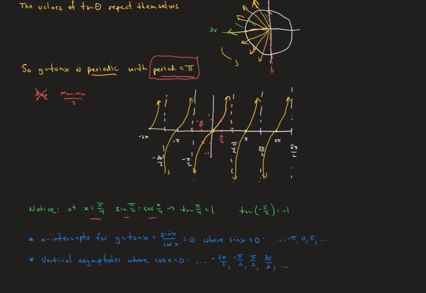So notice this tangent curve rises from left to right. It's kind of suggestive of a cube function. But remember, a cube function doesn't have a vertical asymptote. So they are not exactly the same.